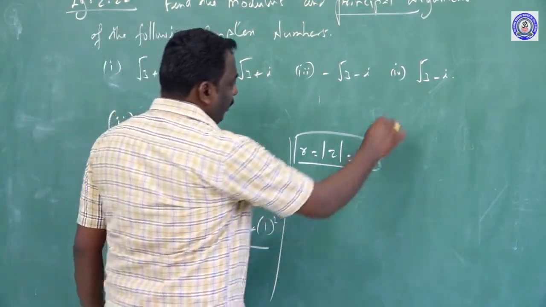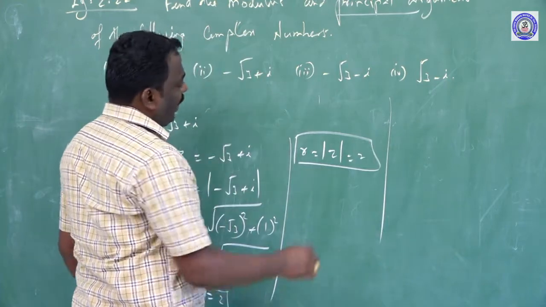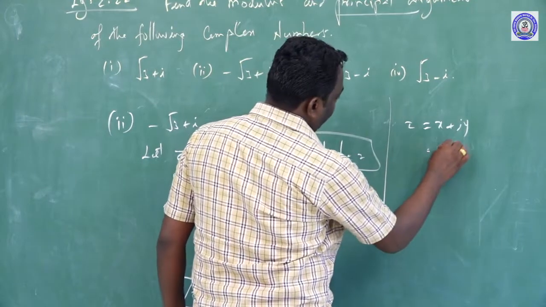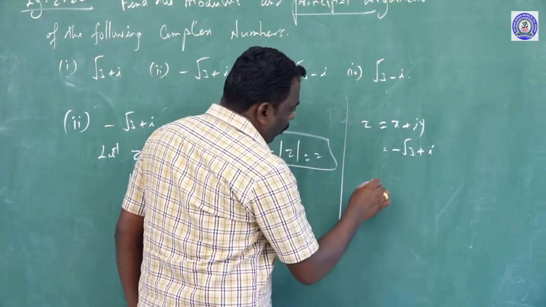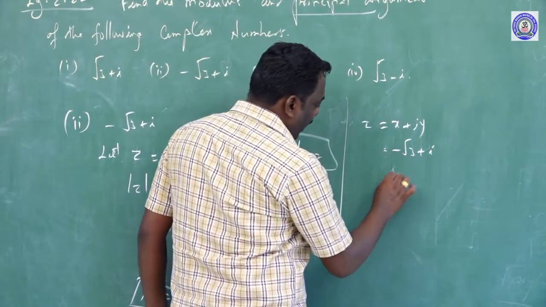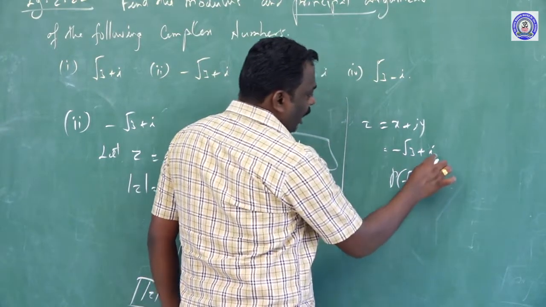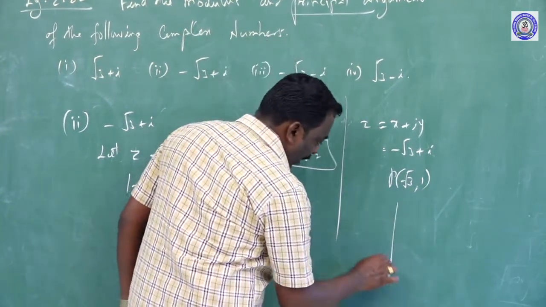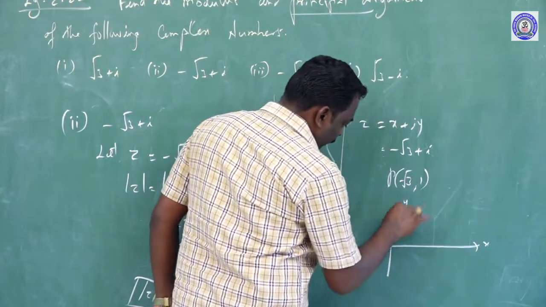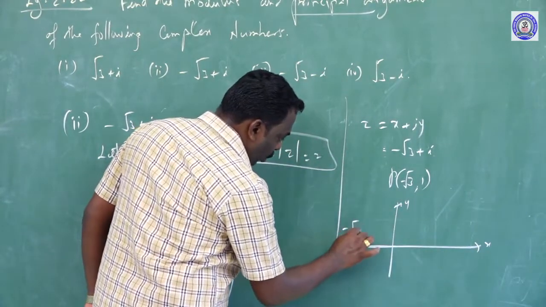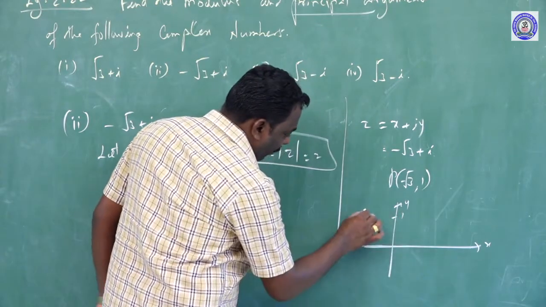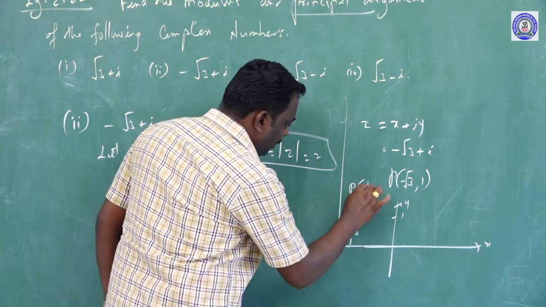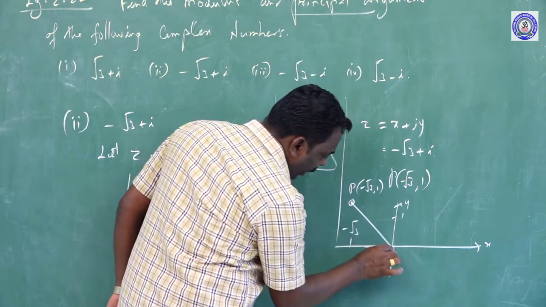And now come to the argument of z. Comparing z equal to x plus iy, the given complex number is minus root 3 plus i. Therefore, the real term is minus root 3 and the coefficient of the imaginary term is 1. Therefore, P is the point minus root 3 comma 1. Let us plot the point. This point minus root 3 comma 1 is here. P is minus root 3 comma 1, and we join it to the origin.